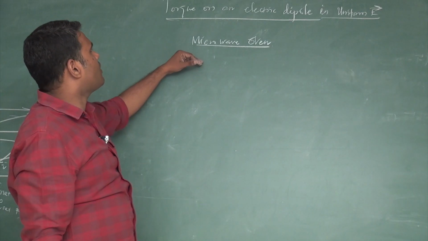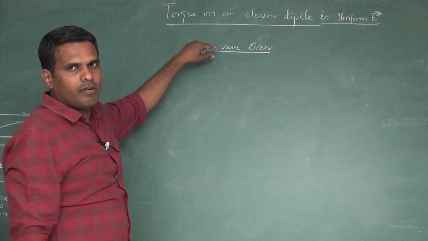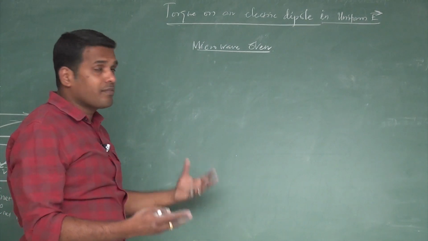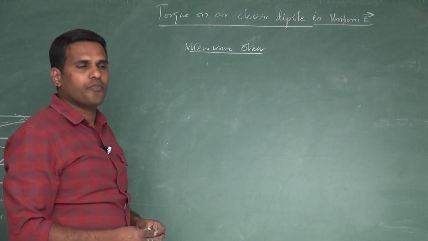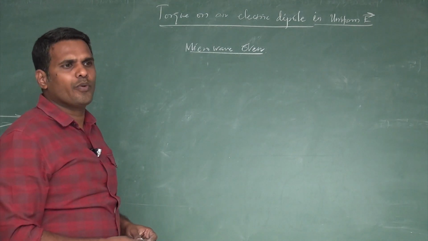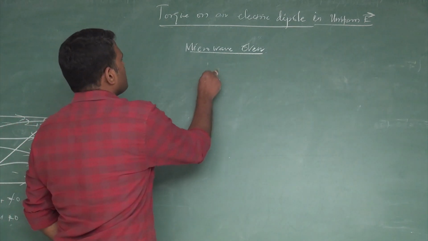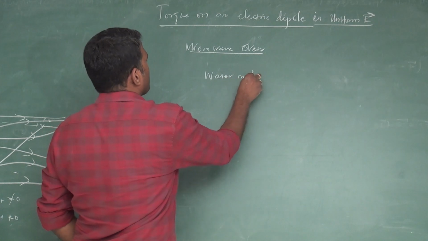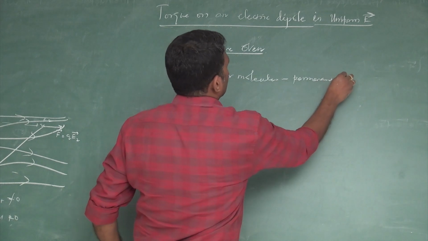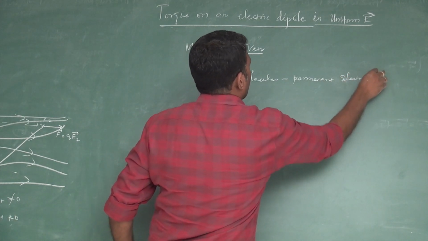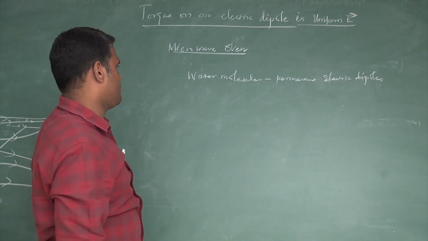An important application of torque on an electric dipole in a uniform electric field is the microwave oven. How does a microwave oven work? It is an important domestic application of this torque on an electric dipole in a uniform electric field. Whatever food we cook always contains water molecules in it. Water molecules are permanent electric dipoles.